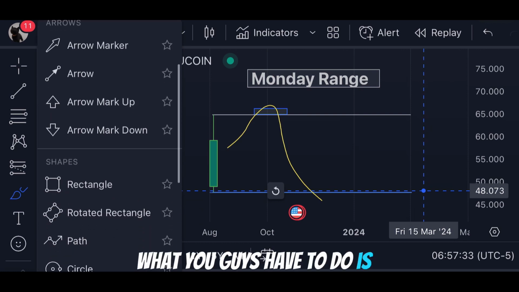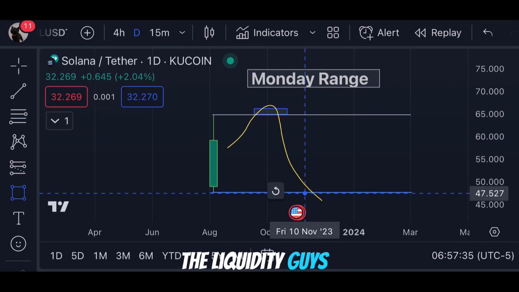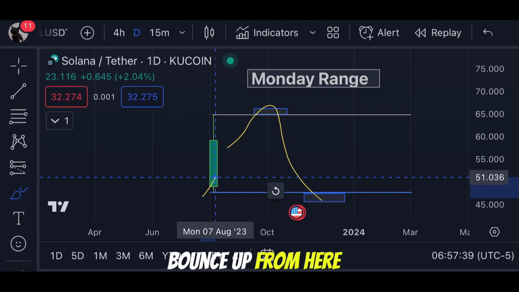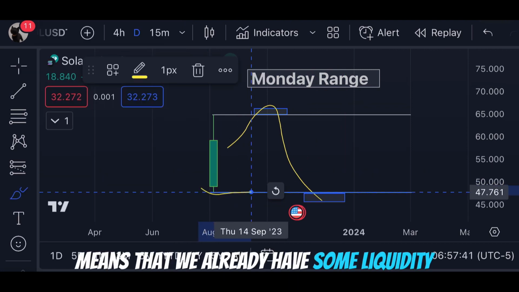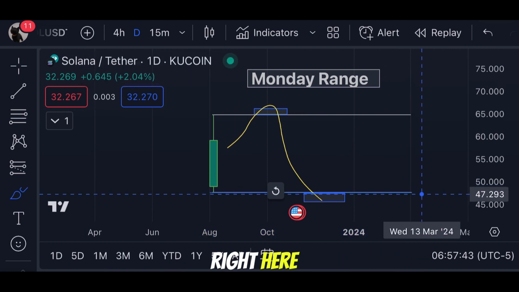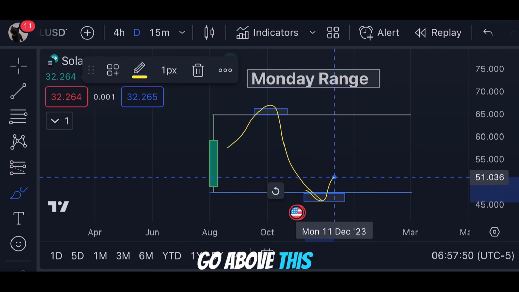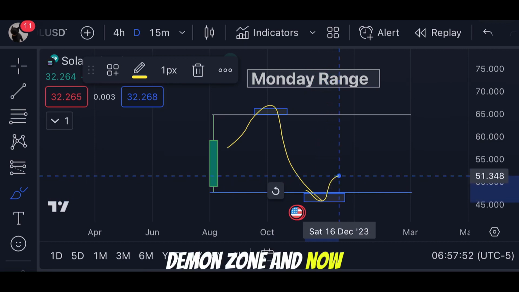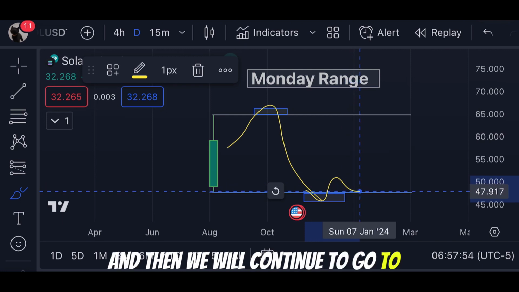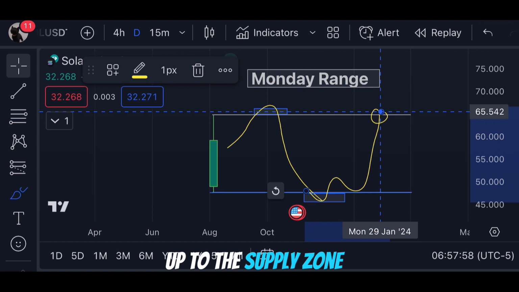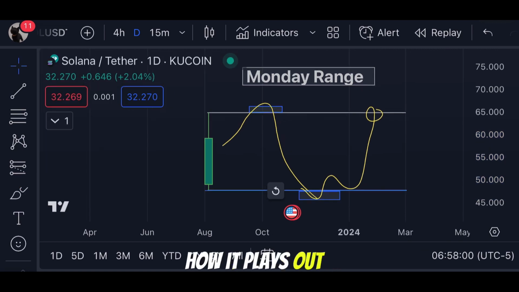Now, because we already had some bounce up from here, it means that we already have some liquidity right here. So once we grab the liquidity of the downside, we will definitely go above this demand zone, then we will retest, and then we will continue to go to the upside again, all the way up to the supply zone again. This is the demand zone, and this is how it plays out.